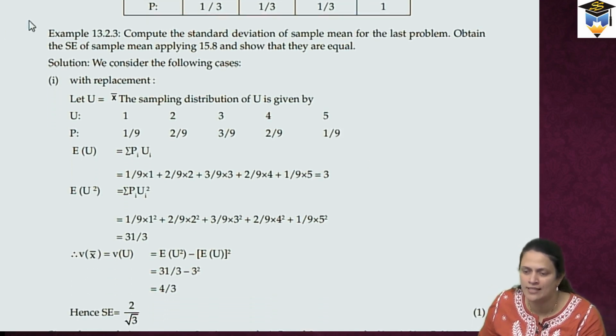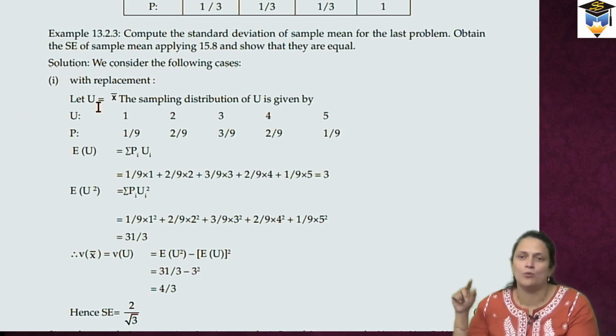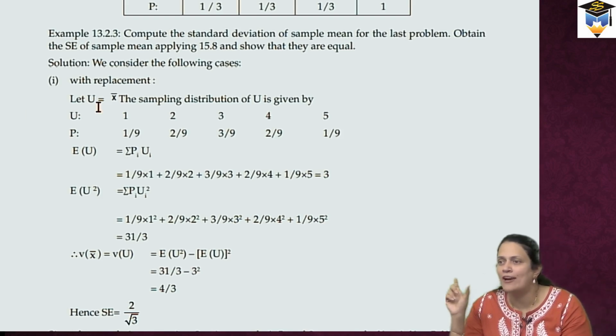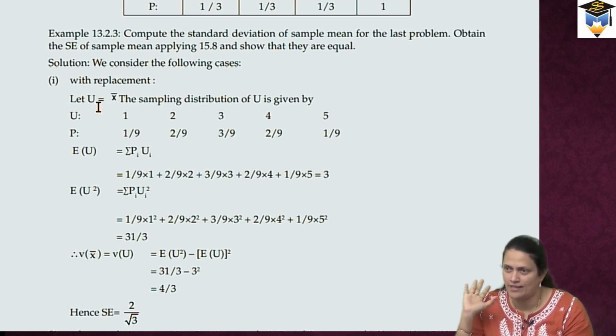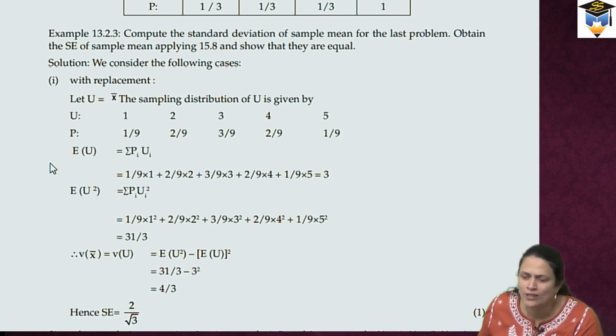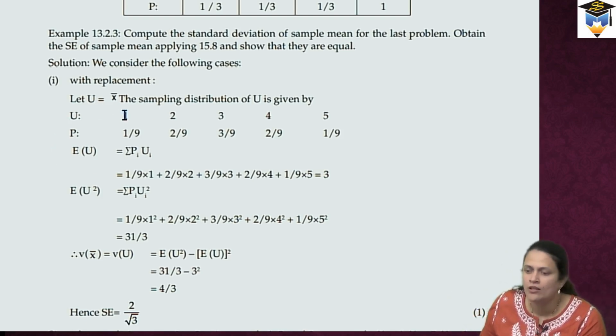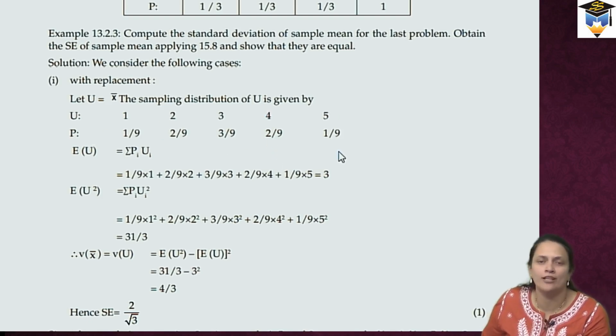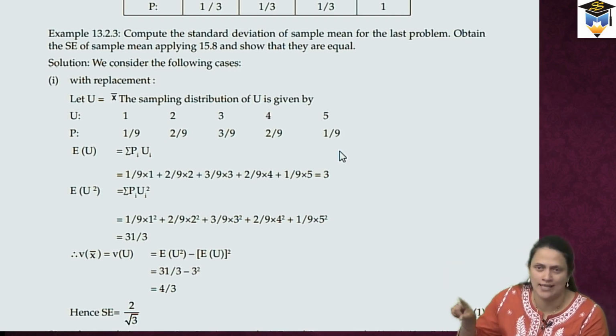They have taken this. Let u is equal to x bar. What is the meaning of x bar? Average of x. X bar means average. Okay. So u is a sampling distribution function. So 1, 2, 3, 4, 5. Probability is taken as 1 upon 9, 2 upon 9, 3 upon 9, 2 upon 9 and 1 upon 9. The same table is considered as the last example.